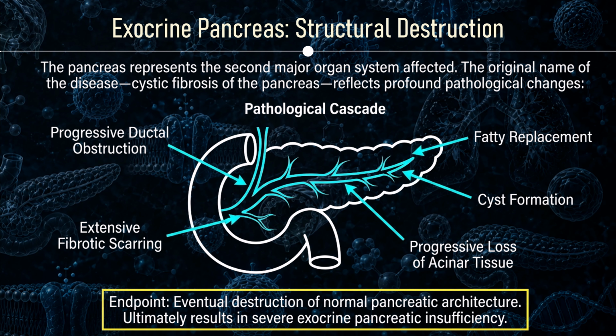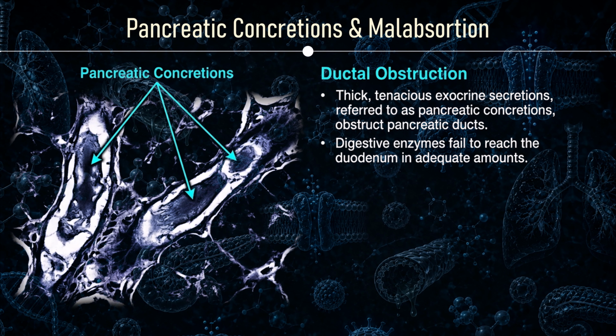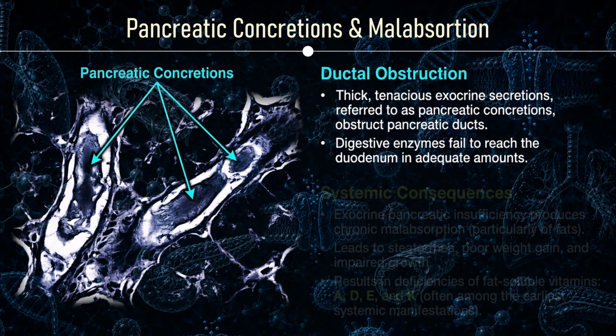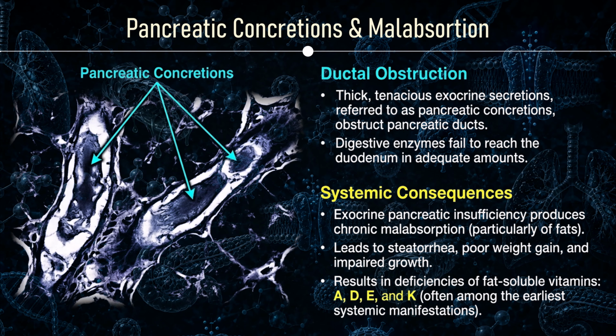The underlying mechanism closely parallels what occurs in the lungs. Thick, tenacious exocrine secretions, sometimes referred to as pancreatic concretions, obstruct the pancreatic ducts. As a consequence, digestive enzymes fail to reach the duodenum in adequate amounts. The resulting exocrine pancreatic insufficiency produces chronic malabsorption, particularly of fats, leading to steatorrhea, poor weight gain, impaired growth, and deficiencies of the fat-soluble vitamins A, D, E, and K. These nutritional consequences are often among the earliest systemic manifestations of the disease.